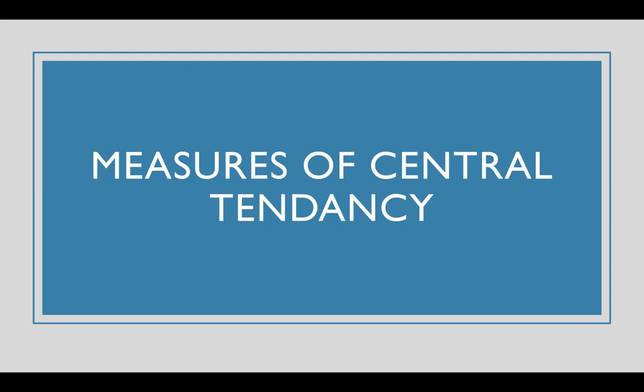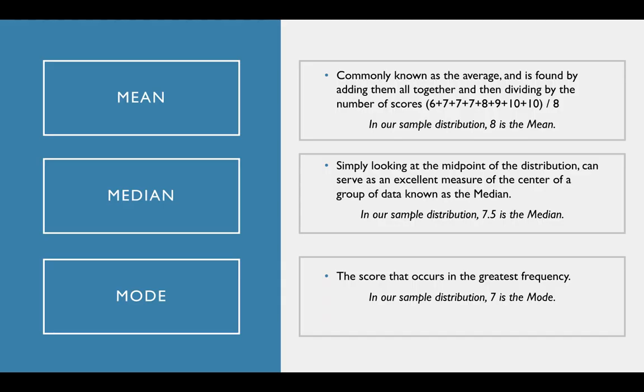The first is called mean, commonly known as the average, and is found by adding them all together and then dividing by the number of scores. In our sample distribution, 8 is the mean. This is the statistic of choice for normally distributed data and can be found anywhere from your grade in this class to ratings in the App Store.